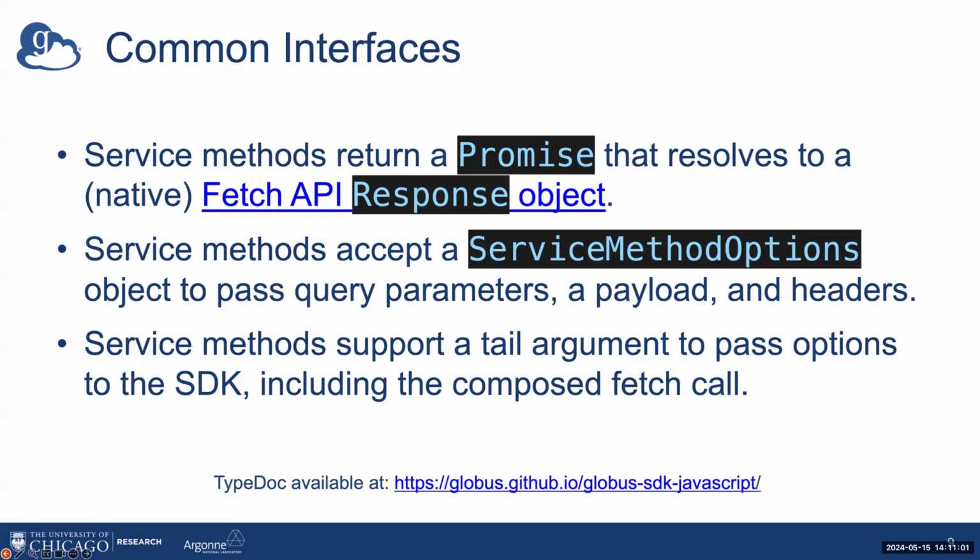In the case of fetch specifically, we want to make sure that we're giving you access to the fetch object that's created. So one of the things we do in the SDK is that all these signatures take a tail argument that allows you to pass options to the fetch call. And then all of these signatures also take the same argument shape for passing query, headers, and payloads. We call this the service method options, which I'll show an example.